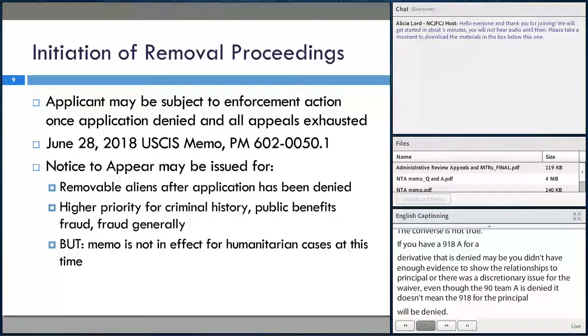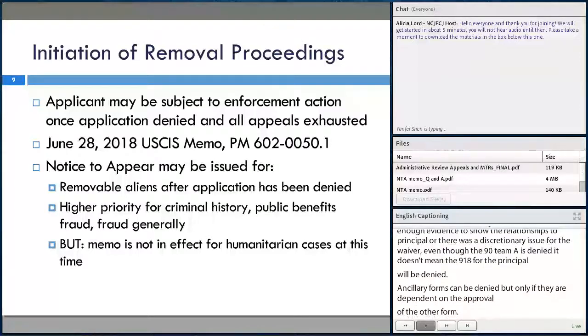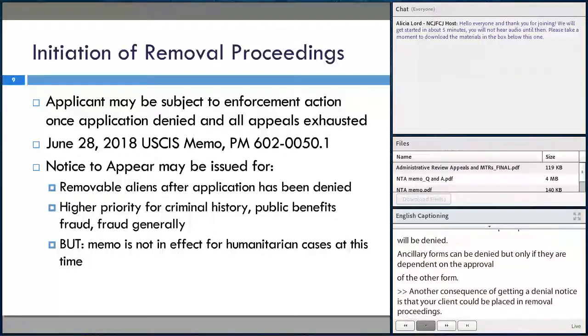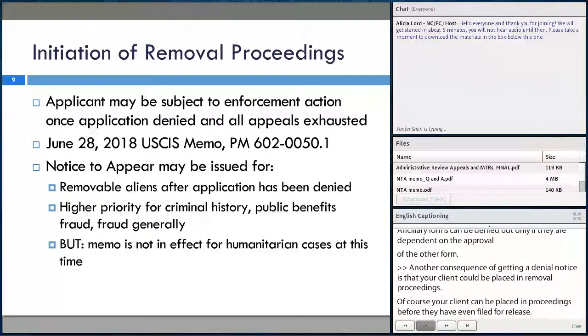Okay, moving on. Another consequence of getting a denial notice is that your client could be placed in removal proceedings. And of course, your client could be placed in proceedings before your client has even filed for relief. Your client could have been placed in proceedings while the application for the T or the U or the VAWA was pending. There are lots of times at which your client could be placed in removal proceedings.